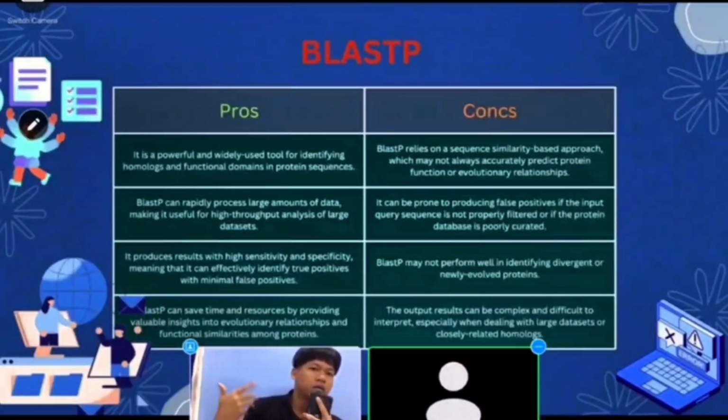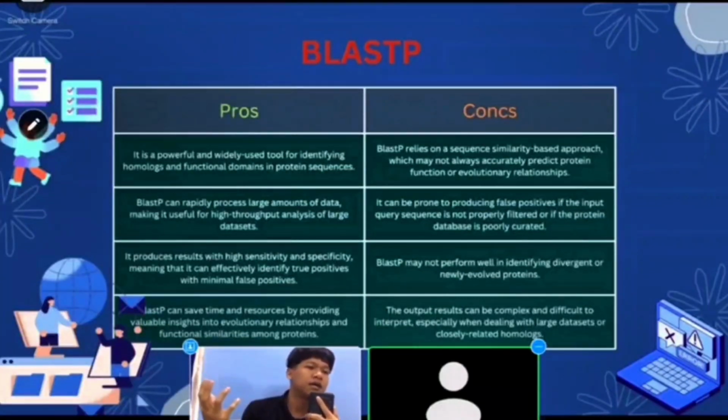Now we move to the pros and cons of BLAST-P. Firstly, the pros: it is a very powerful and well-known tool to identify domains and homologs of a protein sequence, and it is very useful when we have to analyze a large data set. BLAST-P can accurately produce results with high sensitivity and specificity, meaning that it can produce only minimal false positives. Lastly, it can reduce time and research effort by providing evolutionary relationships and similarity amongst the proteins.